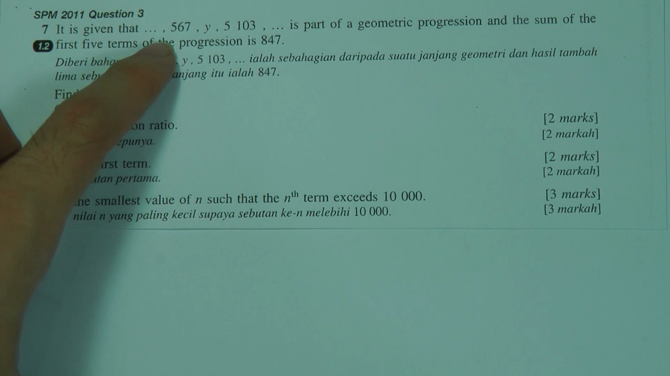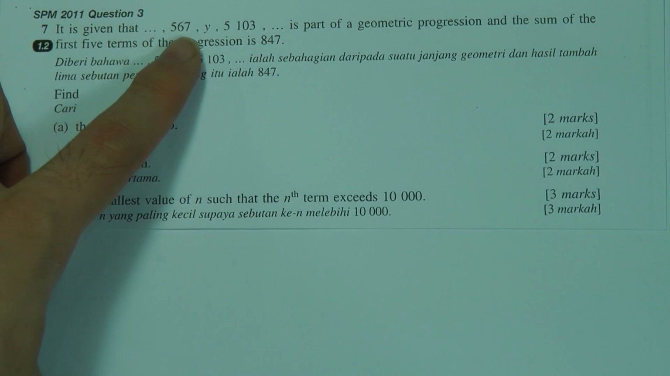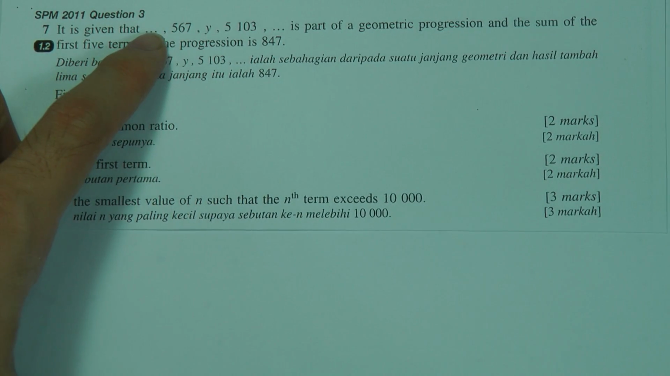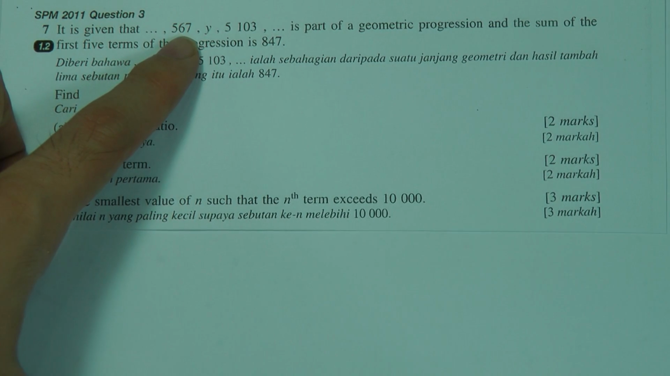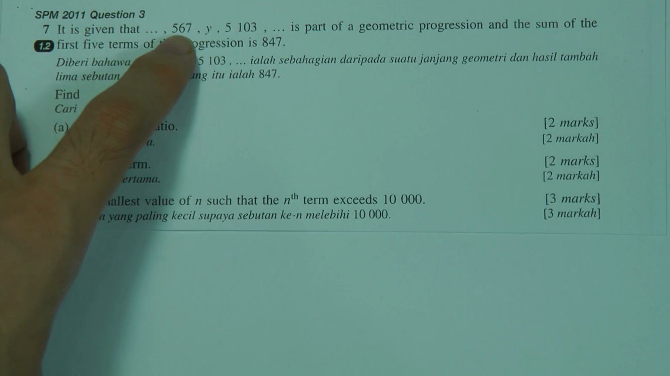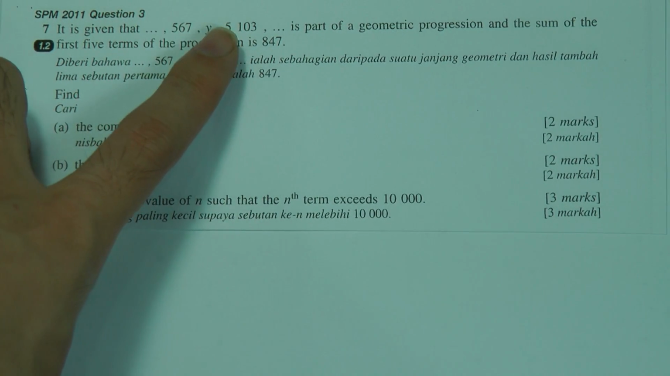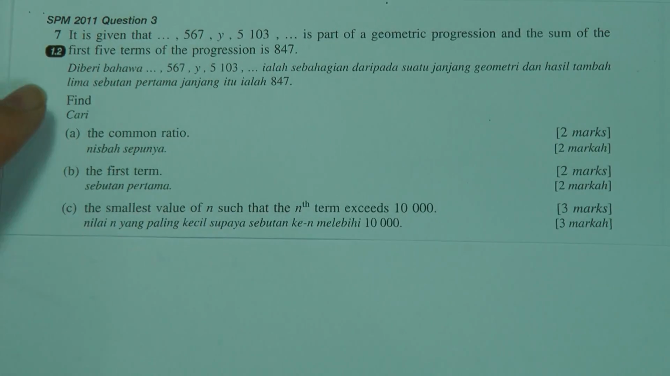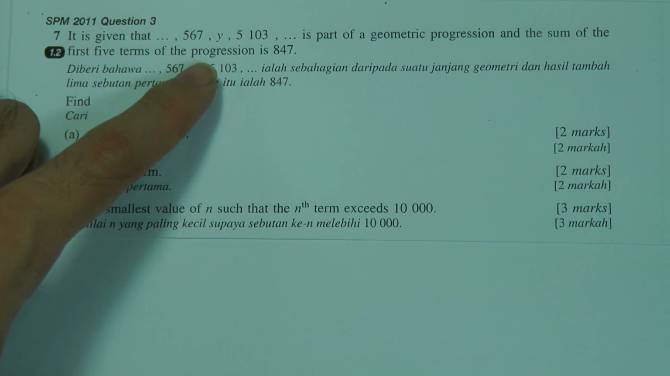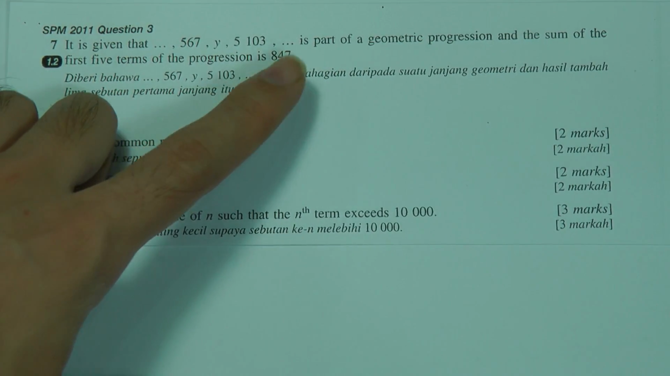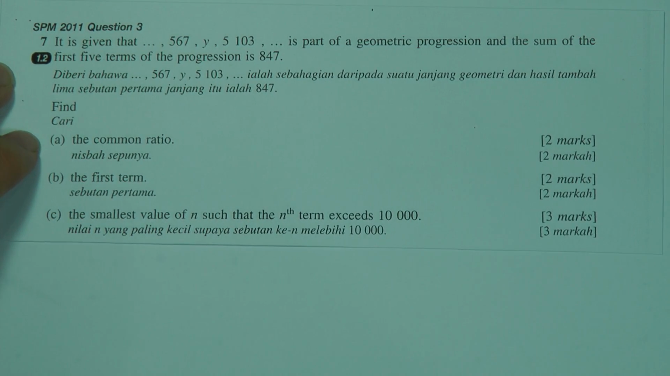When you see ... in front, it means this is not the first term. This is not A, because in front you still have some terms. So 567, y and 5103 are the terms in the middle, part of the geometric progression. Then he gives you the first 5 terms of the progression, 8, 4, 7. And then he asks you to find the common ratio.